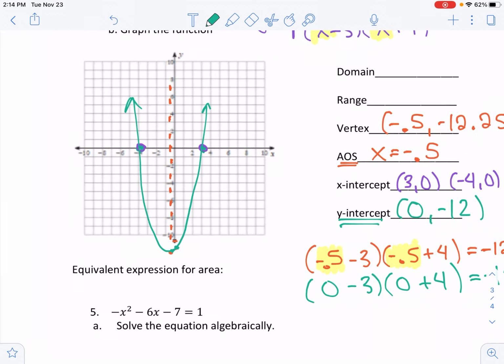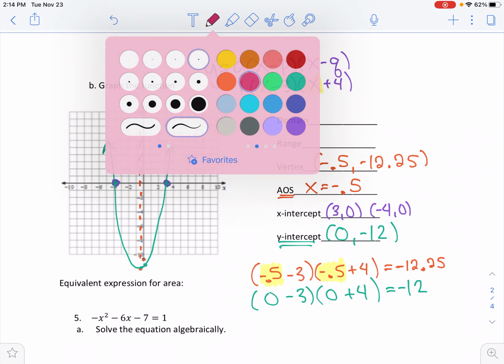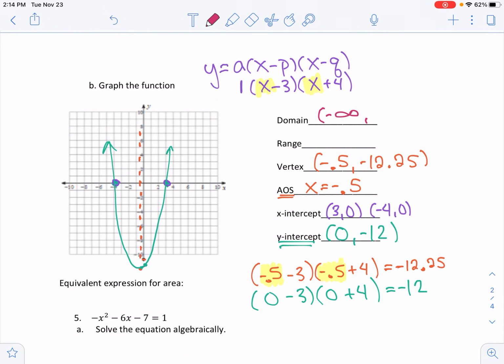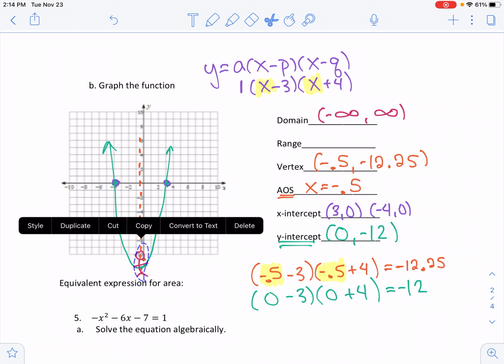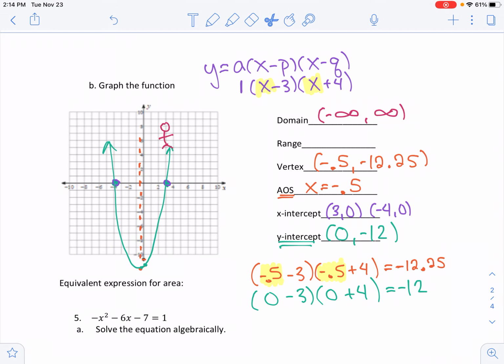There we go. Okay, and remember, the domain of these is always negative infinity to infinity, because if there's a little dude walking on here, as he goes up this way and this way, he's going to go left and right forever. And my range, the lowest he could go as he's walking is negative 12.25. The highest he could go is infinity. So negative 12.25 to infinity.